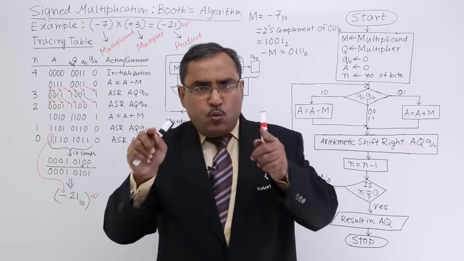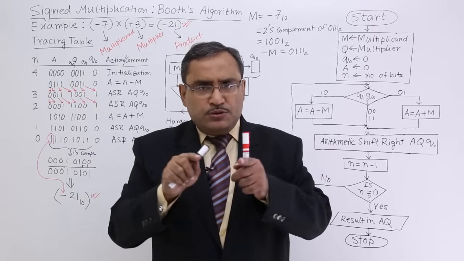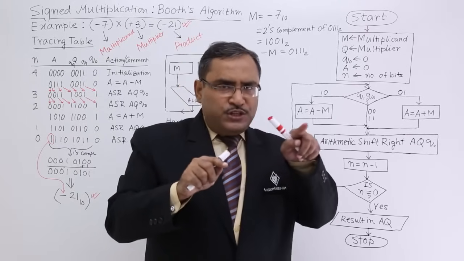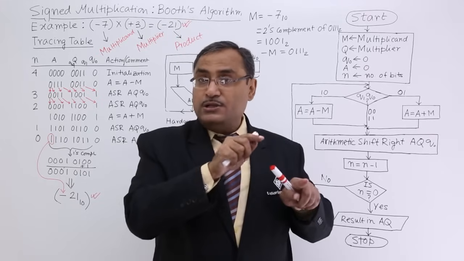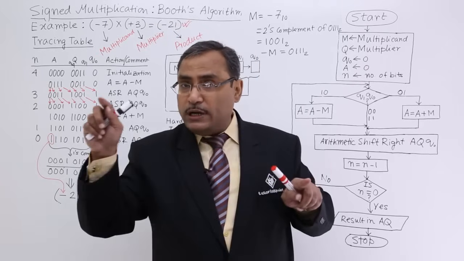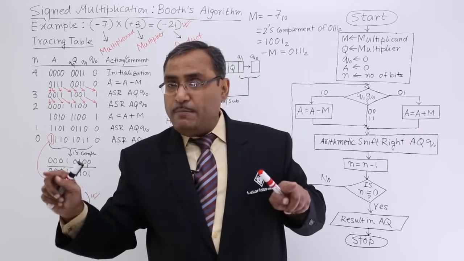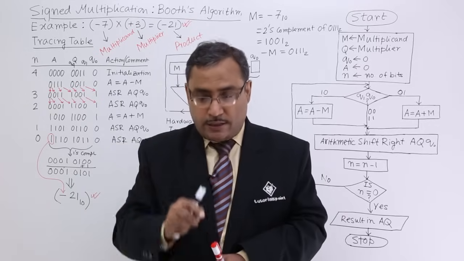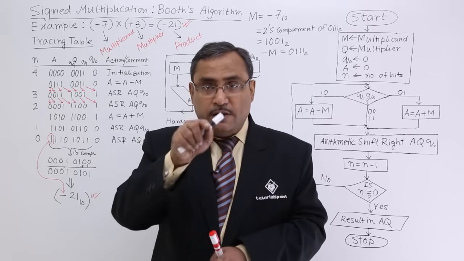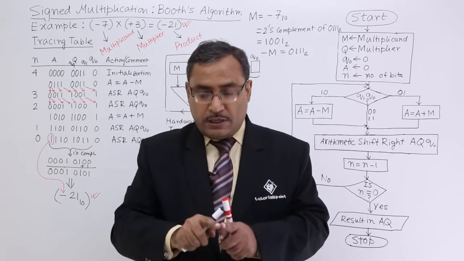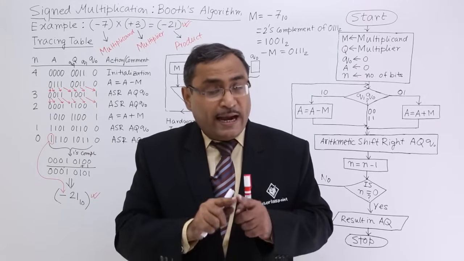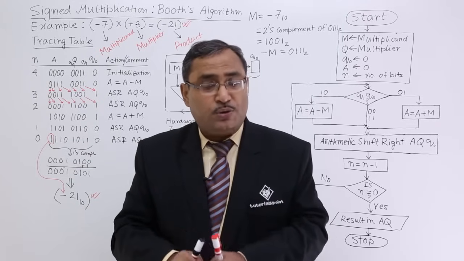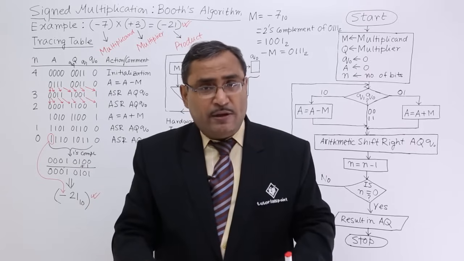Then Q1 and Q0 will be the diamond box. So 0 1: A is equal to A plus M. 1 0: A is equal to A minus M. So all of them are merging. And another line is merging here for the 0 0 and 1 1 combination. Now what are we having? We are having arithmetic shift right, A Q Q0. Then what are we having? N is equal to N minus 1.